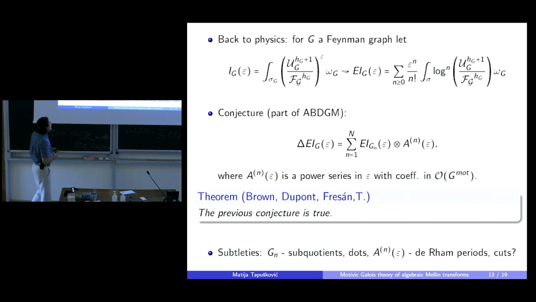What are the subtleties here? How do you get these Gn? I give you G, how do I get the Gn? Well, we know already, this is going to be part of the theorem, that it will be enough to consider subquotients of G. You start with a graph like this, and you only consider bubbles and things like this and so on. We will also need to consider dots on graphs, by which I mean just adding dots on propagators. And there will be some constraint on how many dots you need in order to write down this formula.